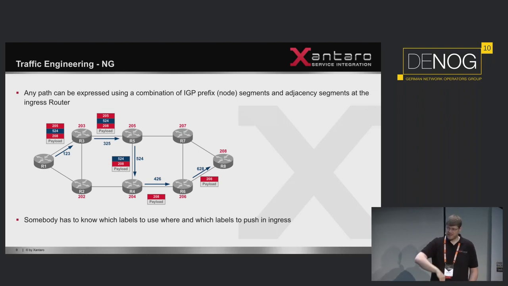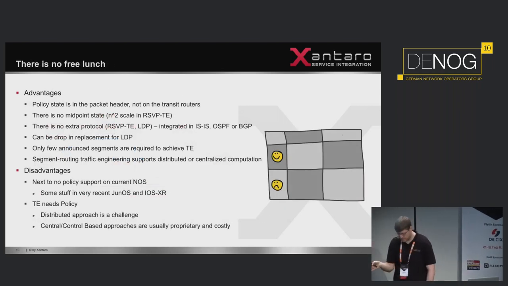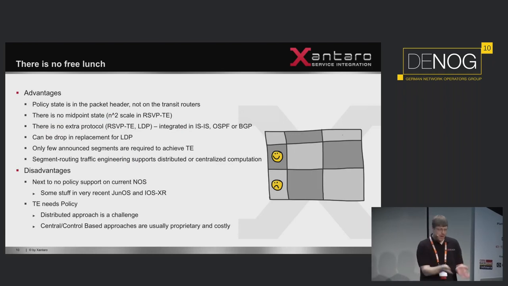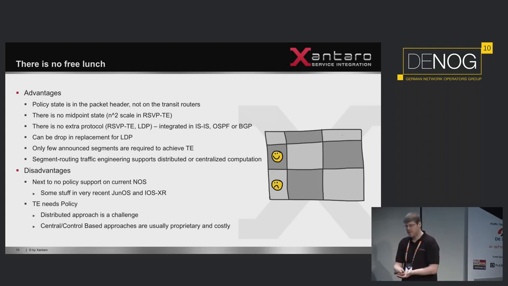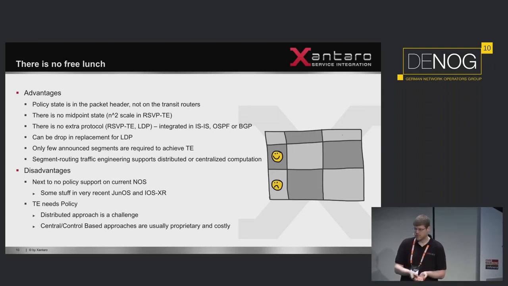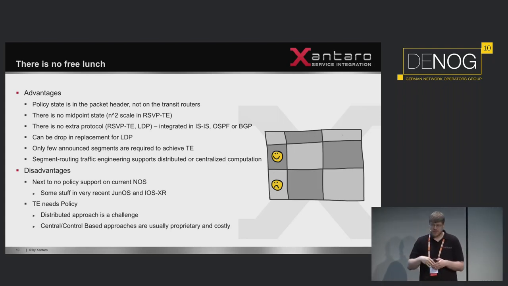That's not that easy because today there are limited options to actually do that. The quick summary for that part, the segment routing bit: there are a couple of advantages to using segment routing in your network. The policy state, so the actual path a packet should take through a network, is in the packet header by attaching MPLS labels. This can become a downside because you might have to attach a large stack of labels on the ingress node, which not every kit in the network can actually do.